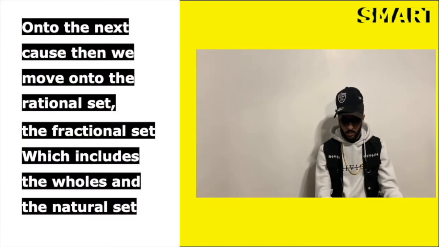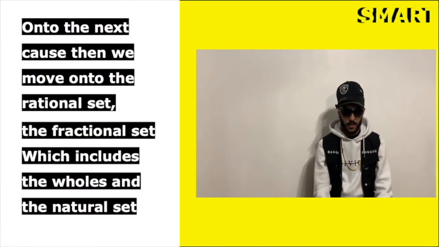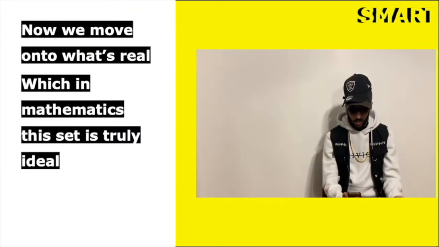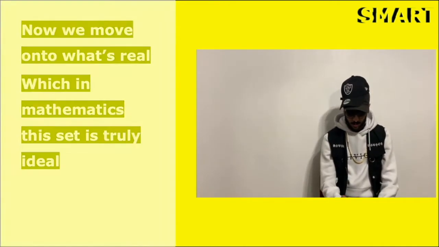So on to the next, because then we move on to the rational set, the fractional set, which includes the wholes and the natural set. So the rational set is the set of all the fractional numbers, and that can be a whole number, like 0.